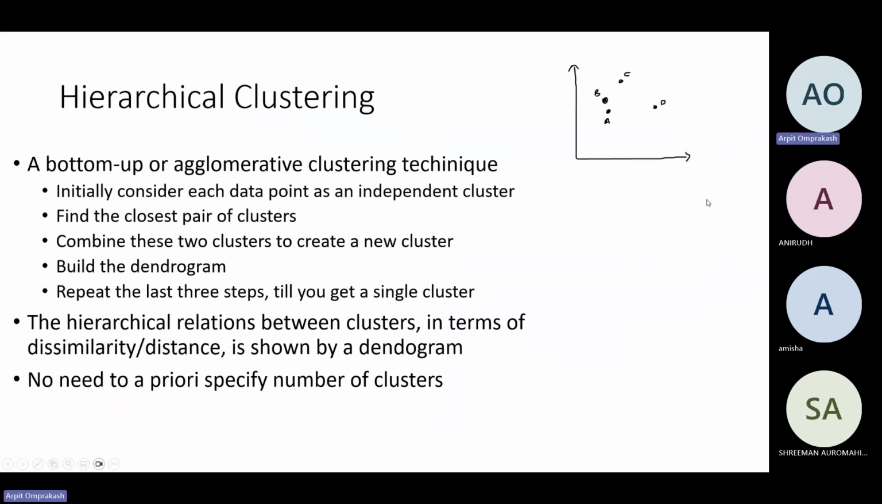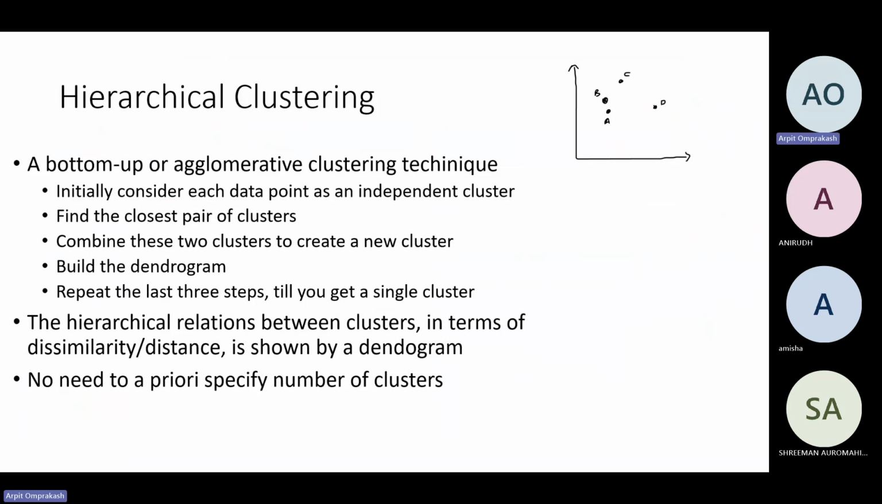So we'll move next to hierarchical clustering. Hierarchical clustering is another clustering algorithm that we learn. K-means clustering is basically a flat clustering technique. However, hierarchical clustering is a hierarchical clustering technique. So it does not just give us different clusters, it also gives us the relationship between different clusters in terms of their dissimilarity or distance to each other, which is shown by a dendrogram.